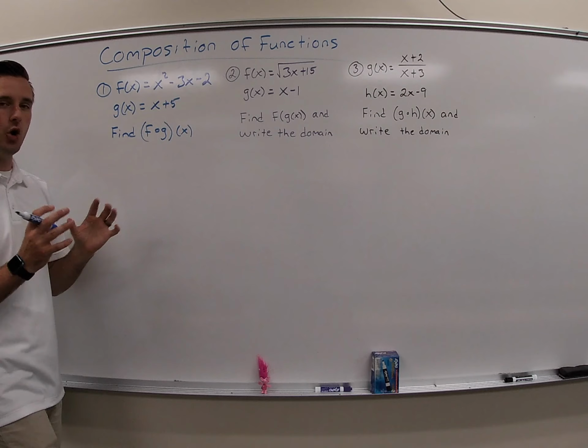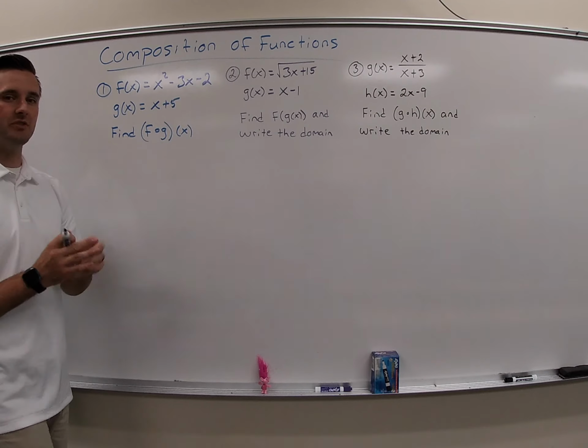Alright, so continuing with composing functions, given that we have f of x equals x squared minus 3x minus 2, and that g of x equals x plus 5, what are we going to get? Now, this is not fog, okay? This is f of g of x. Notice how we can write it this way or this way, and they mean the same thing, f of g of x.